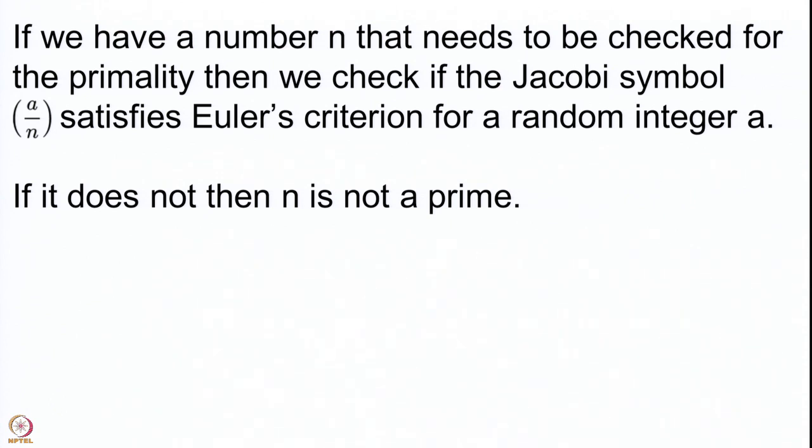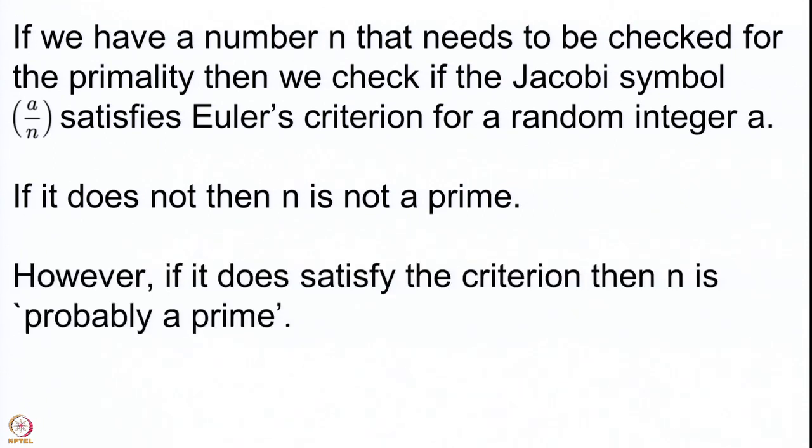However, unfortunately, you may happen to choose an a for which Euler's criterion does hold. Can we then say that n is a prime? No, but what we can say is that n is probably a prime.